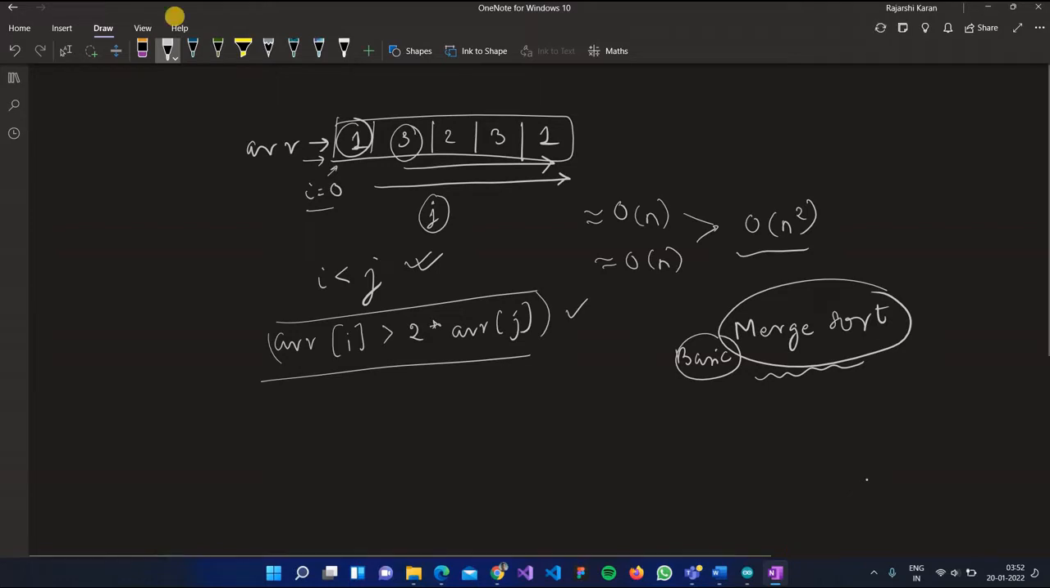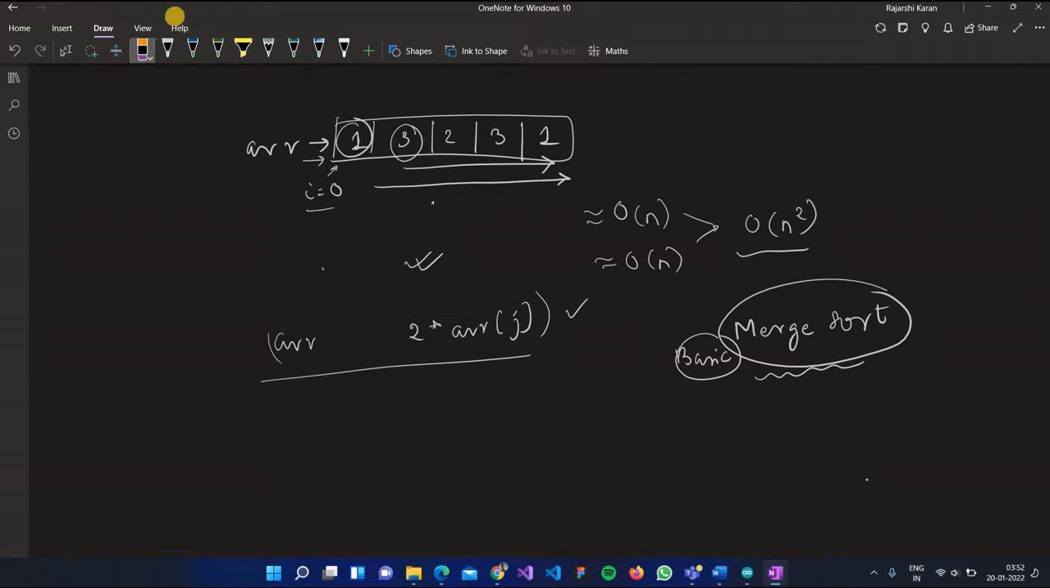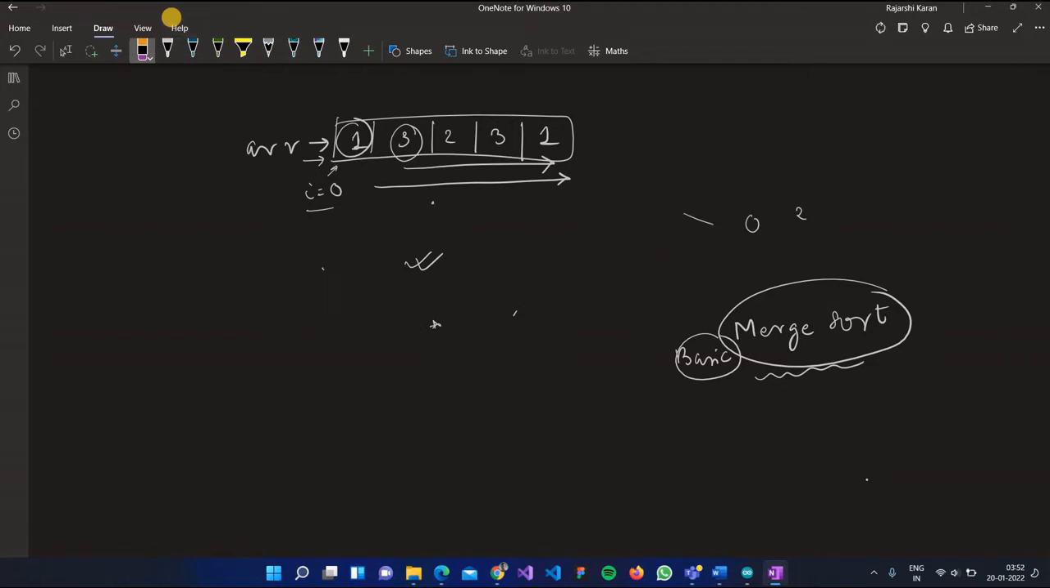present in this array. Okay, now let's erase all this. So now, first of all, we are going to see what merge sort actually does. Merge sort has an effective complexity of O of n log n, in the order of n log n, and I'll exactly tell you how.